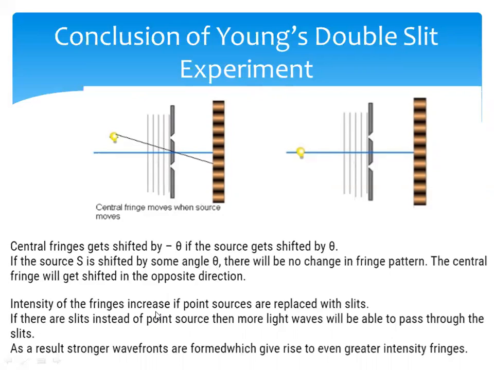The intensity of fringes increases if point sources are replaced with slits. We know a point source, that is a small hole, is considered as one source. Instead of a point hole, we can use a small opening. A slit means more secondary wavefronts are created. If there is a slit instead of a point source, more light waves will be able to pass through the slits. As a result, stronger wavefronts are formed, which gives even greater intensity of fringes. This is the conclusion we get from Young's double slit experiment.